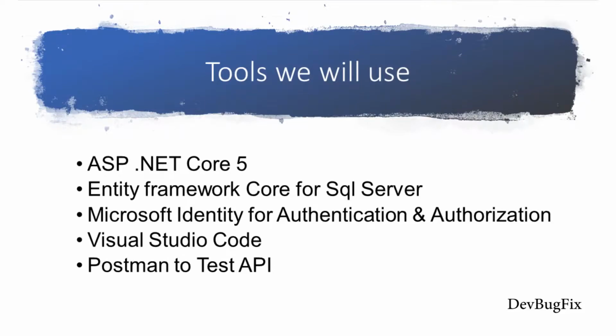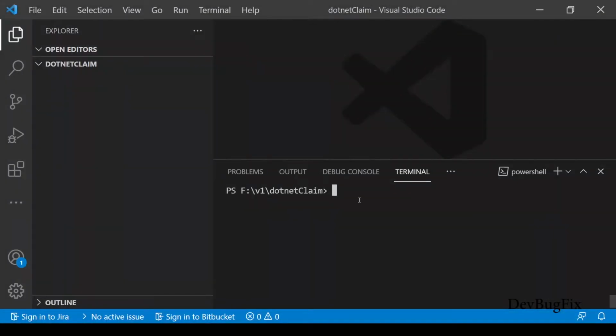In this video we will use .NET Core and Entity Framework Core for SQL Server, and for authentication and authorization we will use Microsoft Identity. We will use Visual Studio Code to write the code, and we will use Postman to test the API. .NET CLI commands start with dotnet, so you have to write dotnet first.